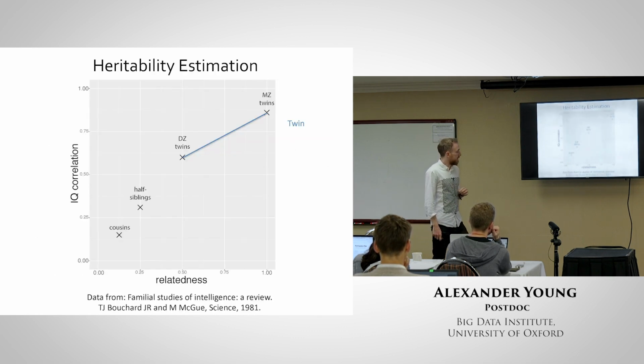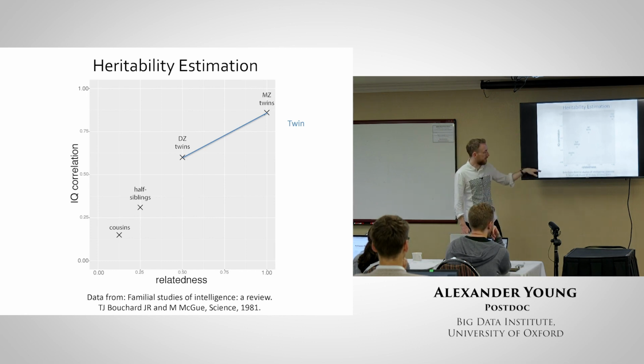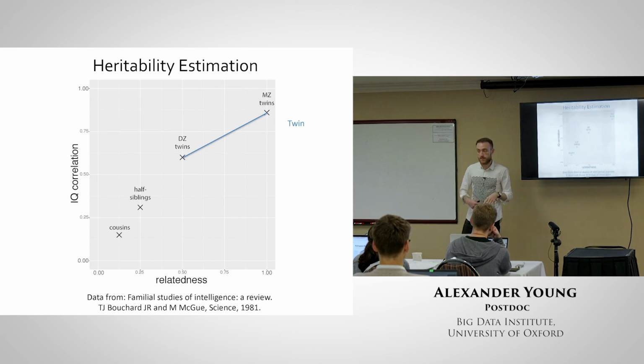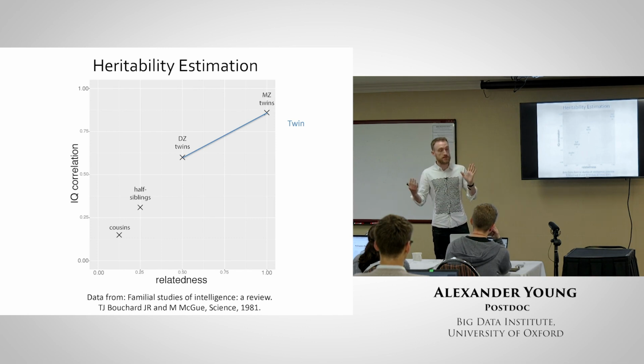So that's sort of the key problem or difficulty in estimating heritability, is that these methods tend to look at how phenotypic correlation changes with relatedness. But as relatedness increases, so does environmental similarity. So simply looking at how phenotypic similarity changes with relatedness in general is going to be biased by environment if environmental similarity increases with relatedness.